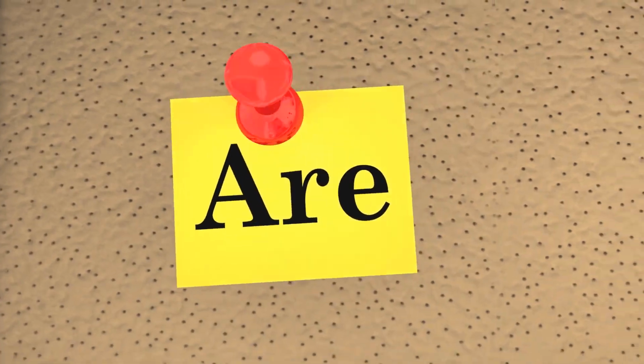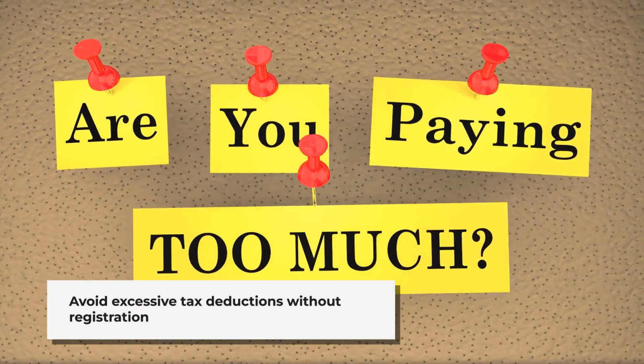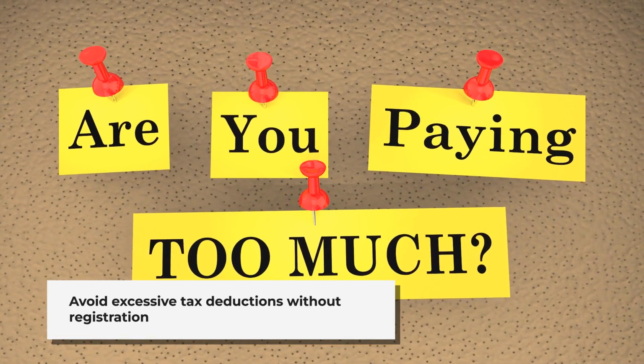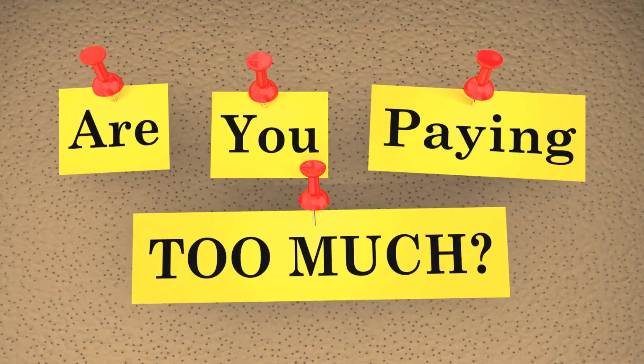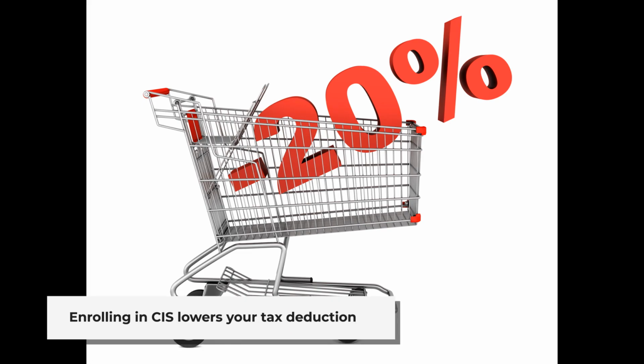A CIS tax refund is essentially HMRC returning the excess tax you've paid through your contractor during the previous tax year. Without CIS registration, contractors deduct 30% tax from your monthly pay. This often exceeds the amount of tax you actually need to pay. Enrolling in CIS reduces this automatic deduction to 20%, but you may still overpay tax after expenses are considered.